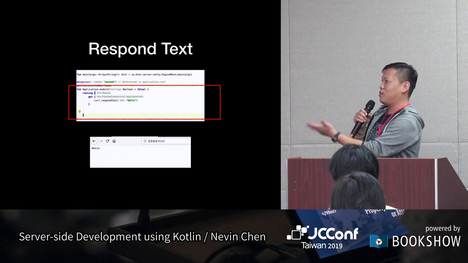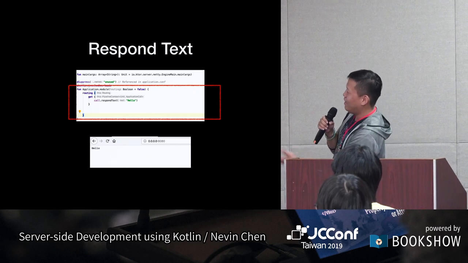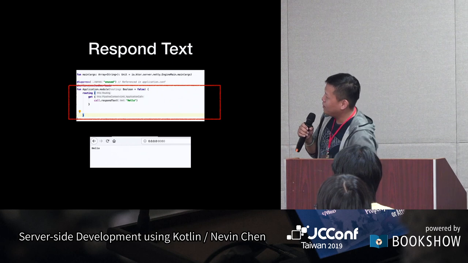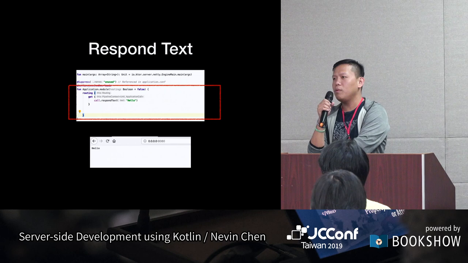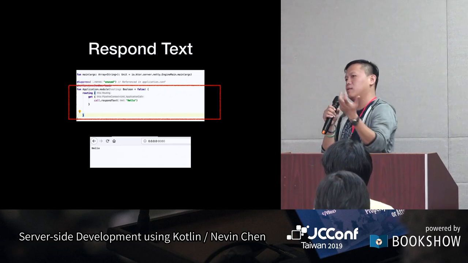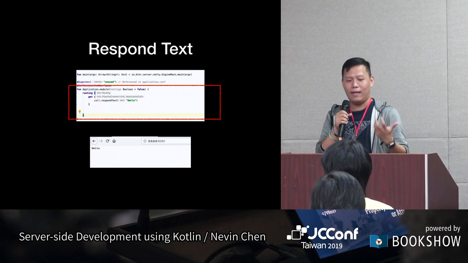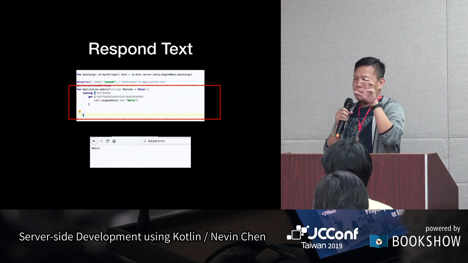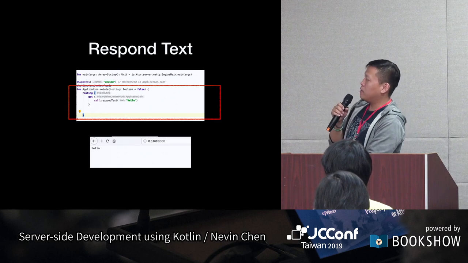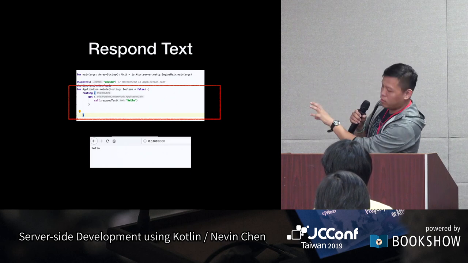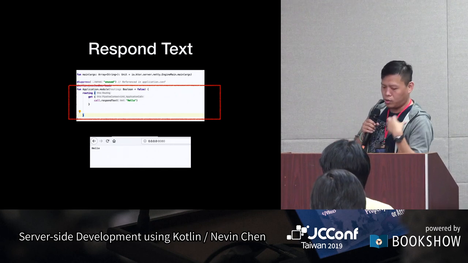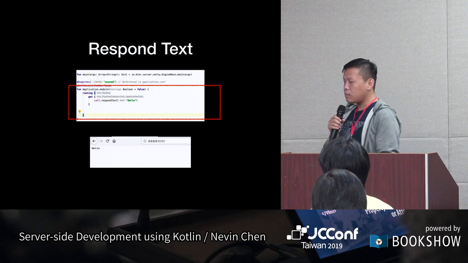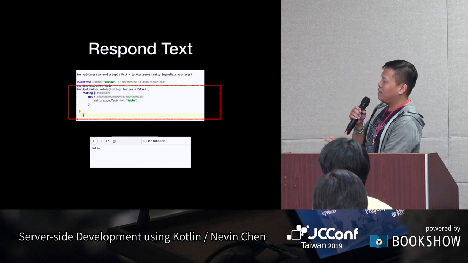So routing here, I don't know what it is, I just copy the sample code. So I say routing, and I say something called get, and then I say call.respond text. Normally we have response and request. Every HTTP server works like that, right? Kotlin does it a little bit differently. You can use call to access both request and response. So here I use call to respond text and say hello. So I go to the web server and it says hello.